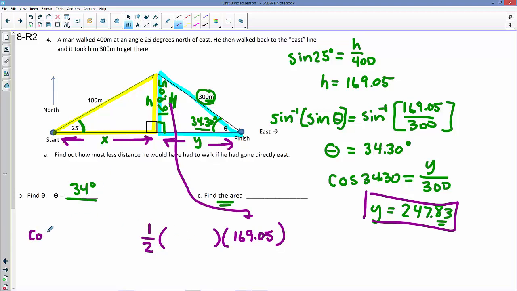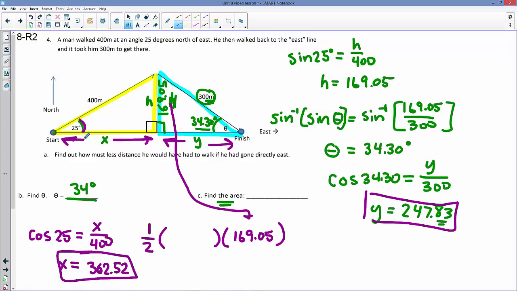I'm going to do cosine of 25 equals adjacent over hypotenuse, right? From this angle's perspective, that's the adjacent, that's the opposite, that's the hypotenuse. Okay? Multiply both sides by 400, and I'm going to get x. So 400, always make the 400 first, times cosine of 25 is equal to 362.52. Okay? And I'm going to take the x and the y and add them together, because if you add x and y, you'll get the full base of this big triangle, right? Not the two baby triangles, but the big triangle.